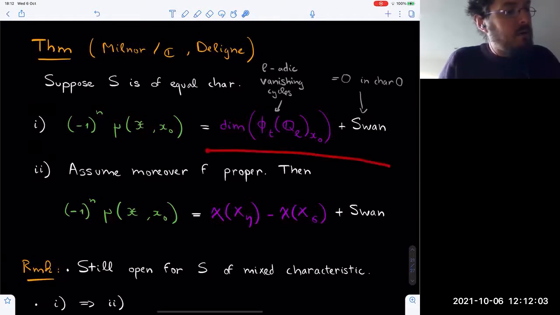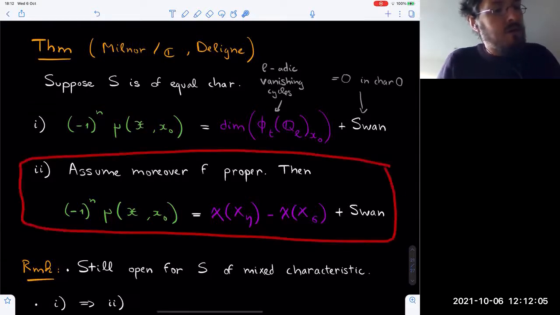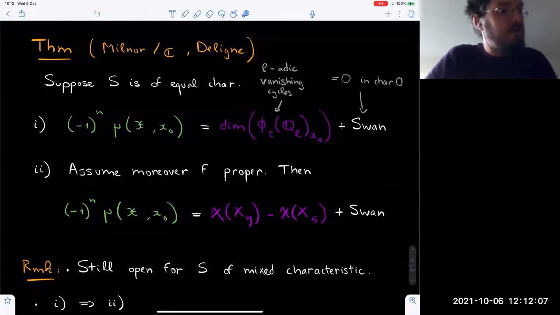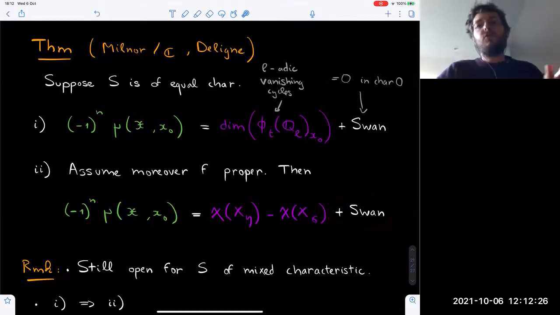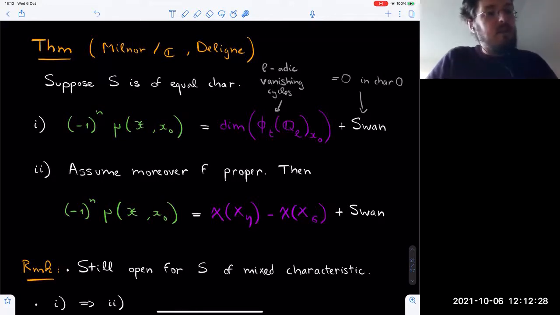Maybe let's start with the global version, which is a bit simpler to understand. So for this, we assume that F is also proper. Then this Milnor number just measures the difference between the Euler characteristic of the generic fiber and the special fiber, up to a sign. And there is an additional term, the so-called Swan conductor, which is 0 in characteristic 0, and otherwise it somehow measures the possible wild ramification phenomena.